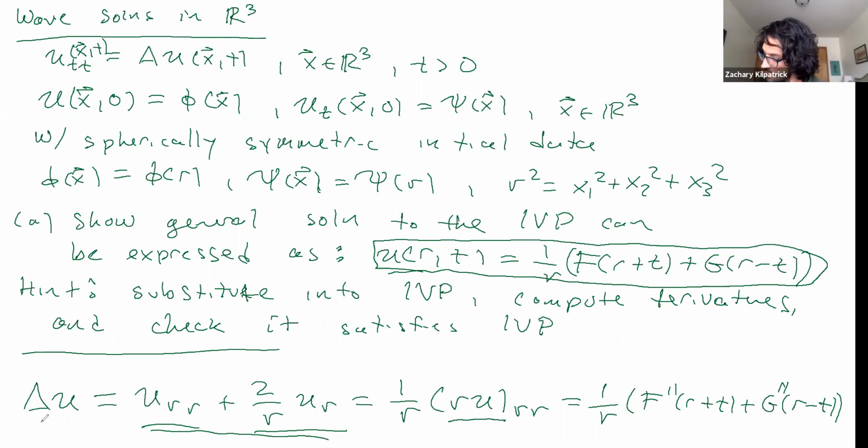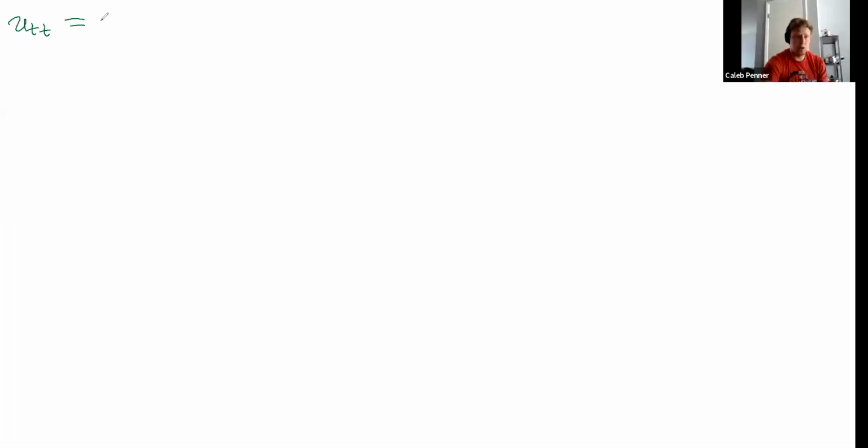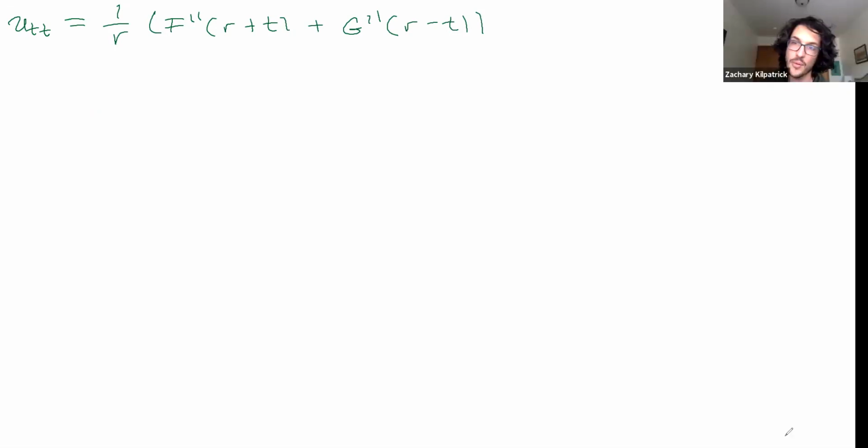So this is the Laplacian of u in the case where we have this ansatz, right? And then u_tt is what? Again, should be relatively straightforward. Just 1 over r times F double prime plus G double prime. Yep, okay. I'd imagine some of you went down a long road that involved lots of longer formulations.